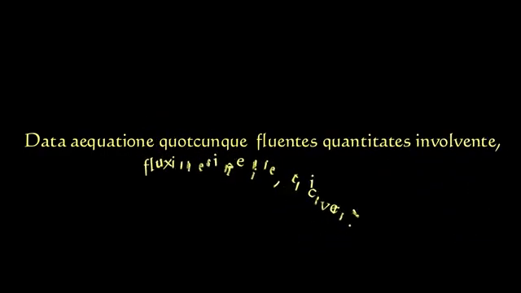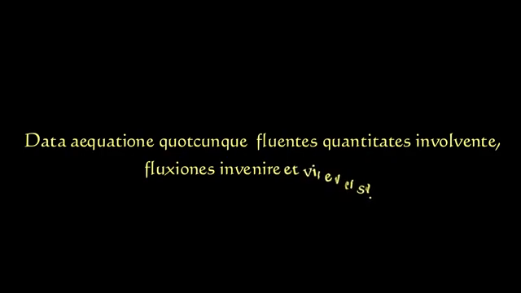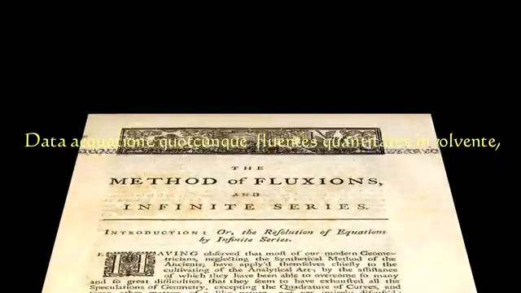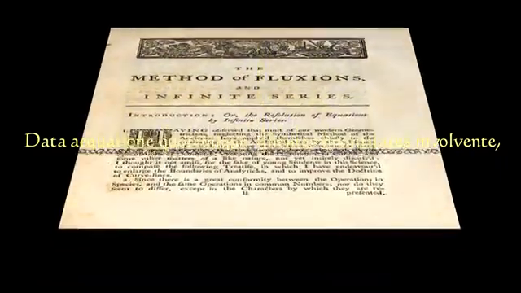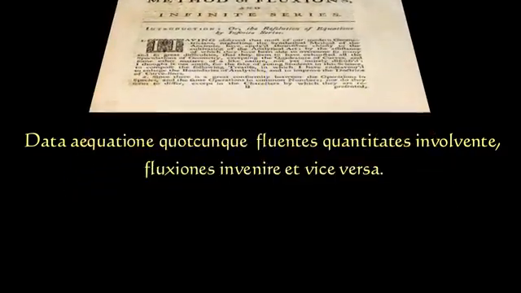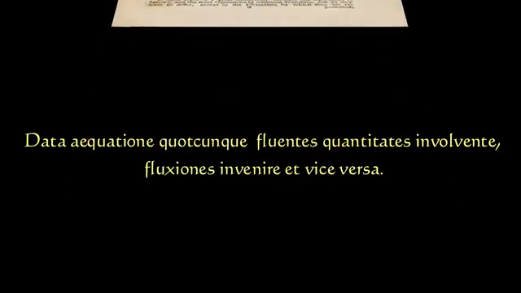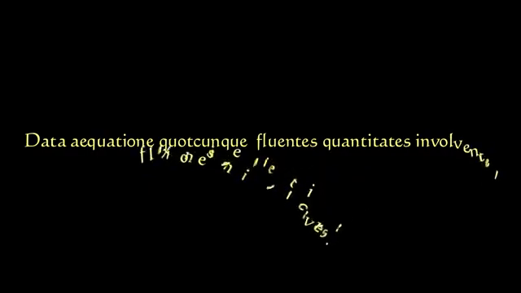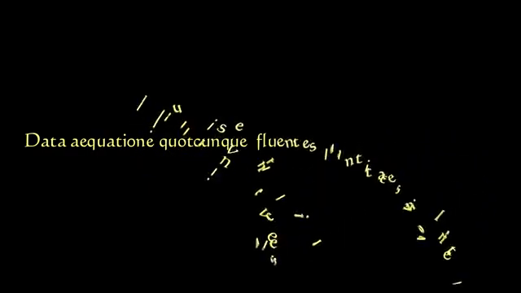Leibniz did not decode this message, but science historians have now decrypted the Latin phrase that was hiding in the anagram. Data equatione quodcunque, fluentes quantitates involvente, fluxiones invenire et vice versa. In English, given an equation in any number of variables, find its derivative and vice versa.